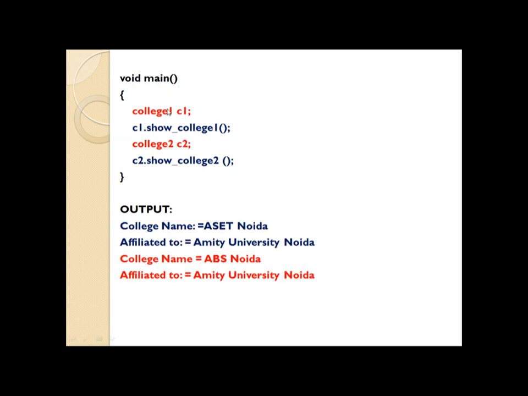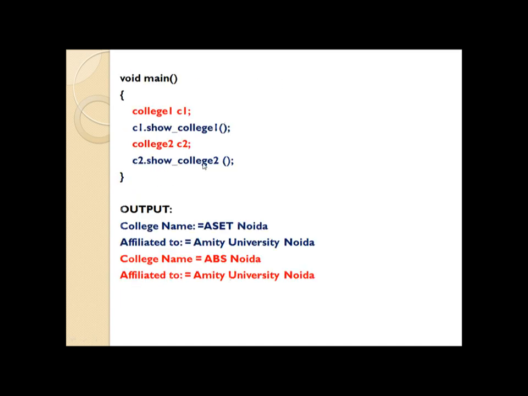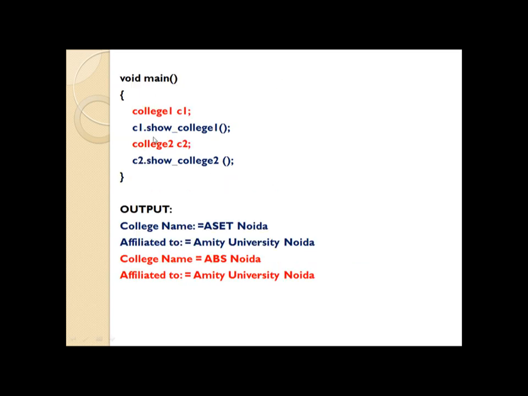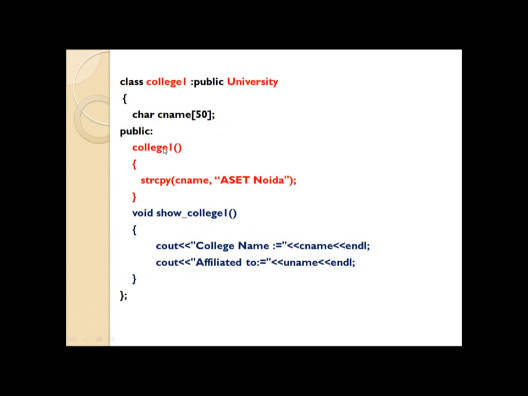Now in the main function, we are simply declaring the object of class college 1, that is C1, and the object of class college 2, that is C2, and we are accessing both the functions, that is show_college_1, which is given over here, and show_college_2, which is given over here. So as soon as the compiler starts compiling and executing the program, control will enter the body of the main function. After getting this C1, control will move to this constructor.